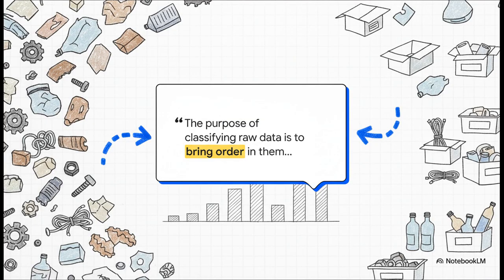As the chapter we're covering sums it up, the purpose of classifying raw data is to bring order in them so that they can be subjected to further statistical analysis easily. That perfectly wraps up our journey today. By understanding continuous versus discrete variables and by mastering the frequency distribution, we've essentially acted just like that junk dealer. We've taken a room full of useless, scattered clutter and turned it into a neatly sorted, easily readable system that is fully ready for real, impactful statistical work.